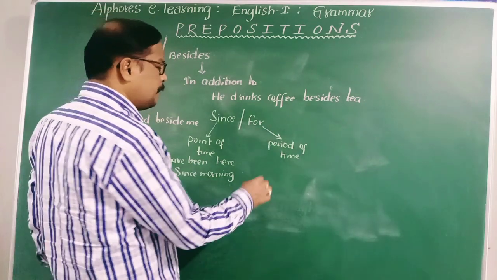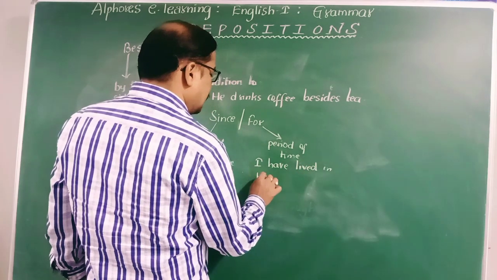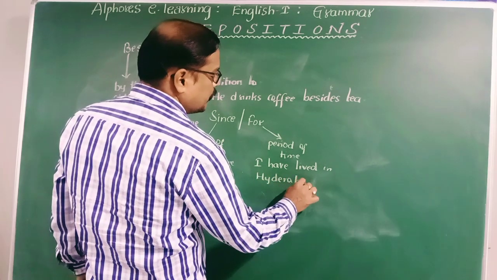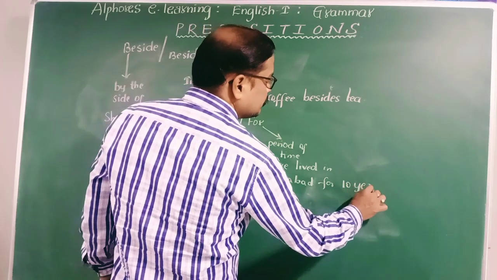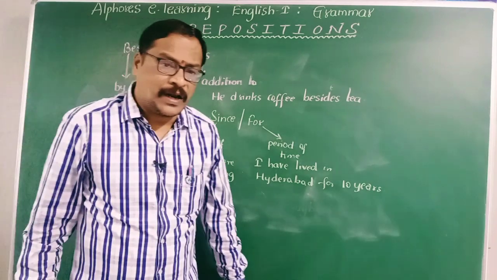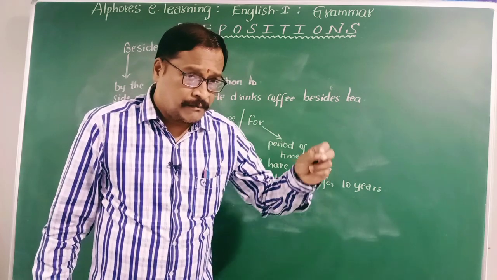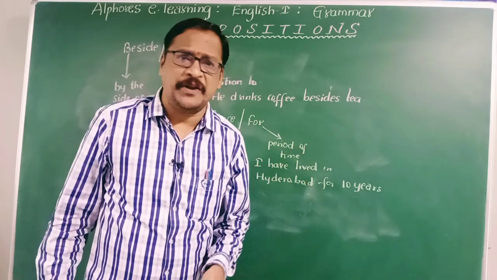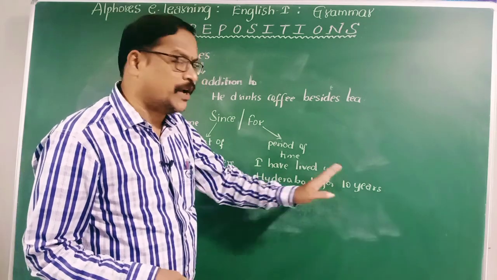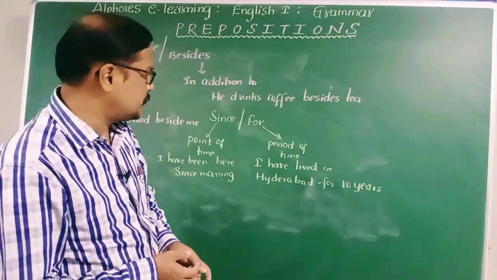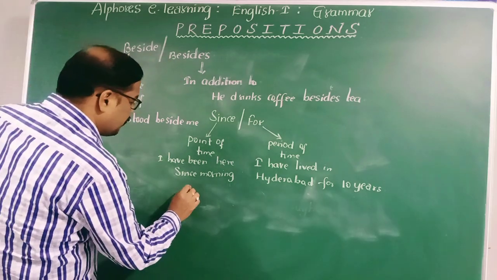And this for is a period of time. I have lived in Hyderabad for 10 years. That means I am not living here. I am not living in Hyderabad at present. When we express the same sentence in present perfect continuous tense, the expression will be different. Okay, here I have lived in Hyderabad for 10 years. That means I am not living at present. This is the difference between since and for, and here besides we have one more also, that is between, among.